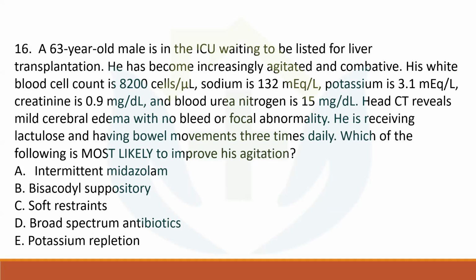So next, this is a 63-year-old man in the ICU waiting for liver transplantation. He has become increasingly agitated and combative. His white cell count is 8,200, sodium 132, potassium 3.1, creatinine 0.9. Blood urea nitrogen is 15. CT reveals mild cerebral edema with no bleed and no focal abnormalities. He is receiving lactulose and has bowel movements 3 times daily. Which of the following is most likely to improve his agitation?